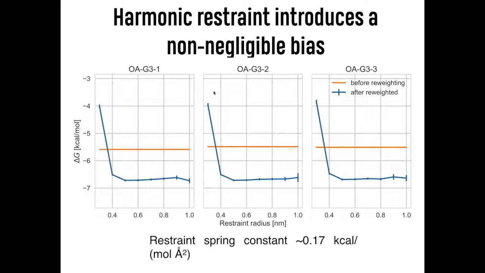So this is the effect of the reweighting from the harmonic to the square well. The harmonic restraint introduces a bias that seems to be non-negligible. The spring constant for the restraint was actually fairly low, 0.17 kilocalories per mole per squared angstrom. The other 2 replicas are similar, and the profiles are very similar for all of the 3 systems. The orange line is before the reweighting, so the end states in this case are the ones with the harmonic restraint on. And after removing the harmonic restraint and basically reweighting to a state that has a square well restraint, this is the final free energy.